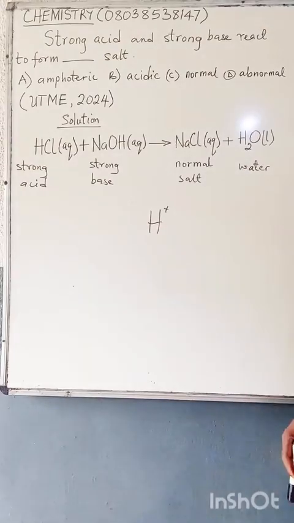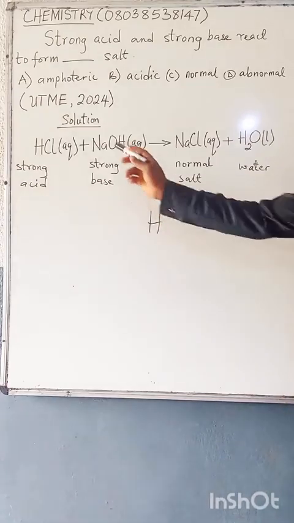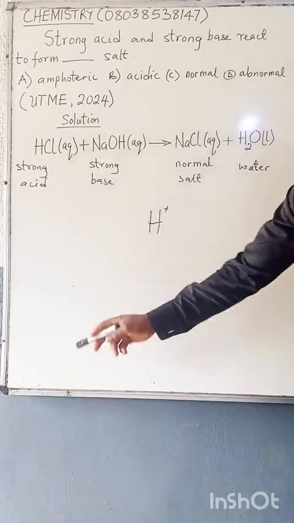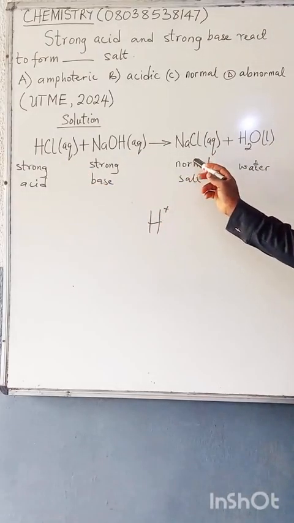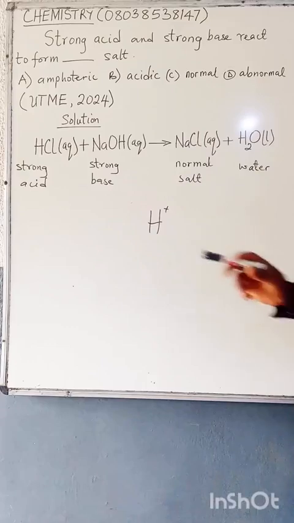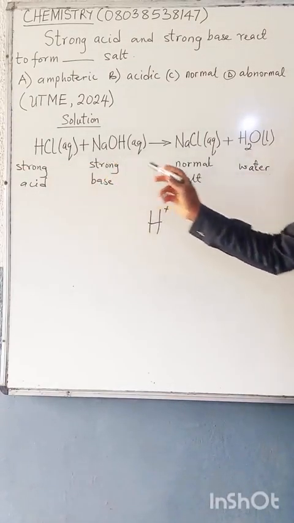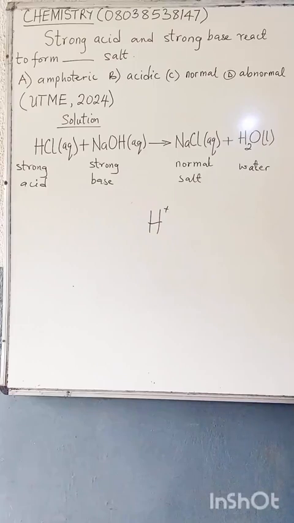Again, a base. What is a base? A base is described as a substance which reacts with an acid to produce salt and water only. And this type of reaction is called neutralization reaction. You can also call it neutralization. Simply put, neutralization.